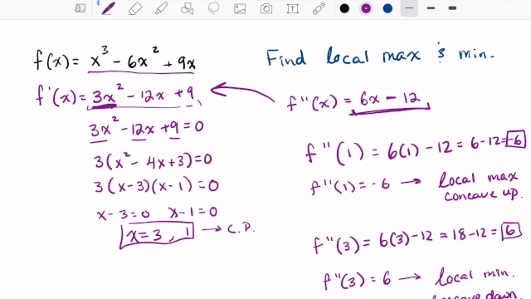I hope now you feel more comfortable with the second derivative and utilizing the second derivative test to find whether or not we have any local extrema of our function.